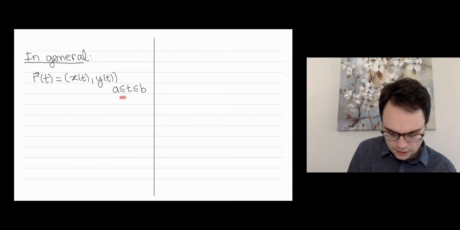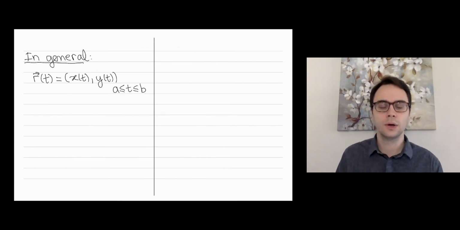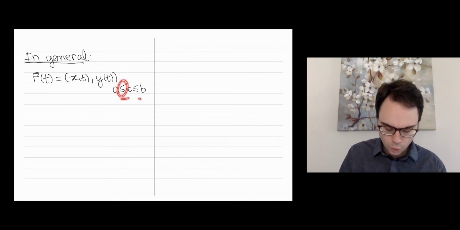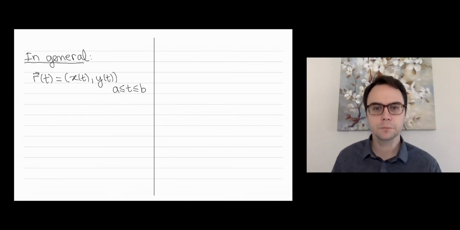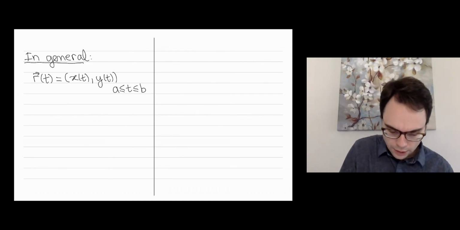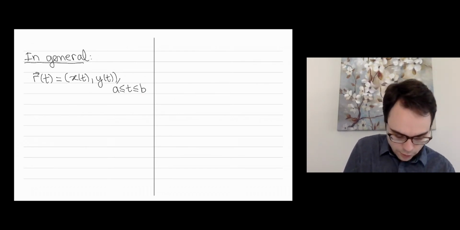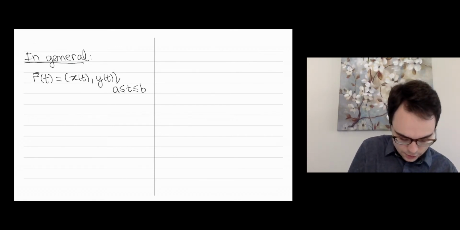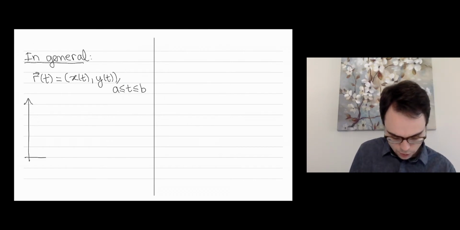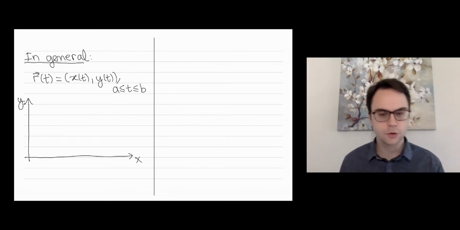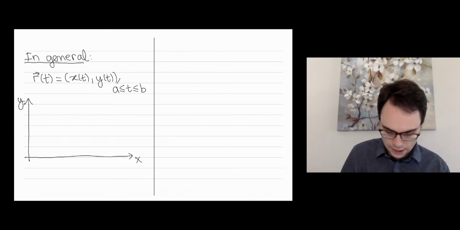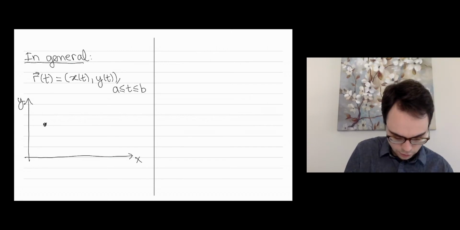And these inequalities can be strict or not. I mean, it's up to you. You can imagine the variations. I could have this, for example. Okay, so this is a parameterization. And here's what it looks like. It's going to be some curve in the xy plane. So this parameterization is describing a curve in the xy plane, and it's maybe this curve over here.